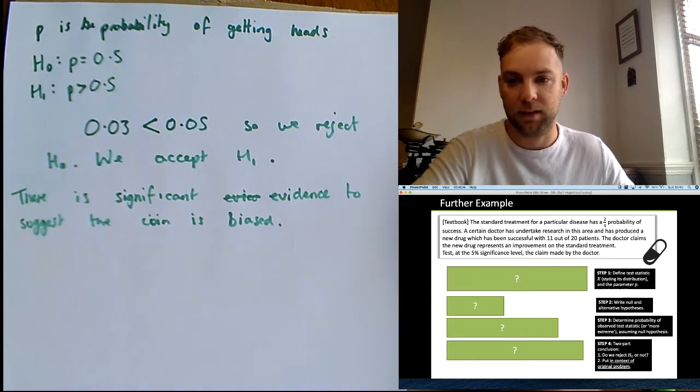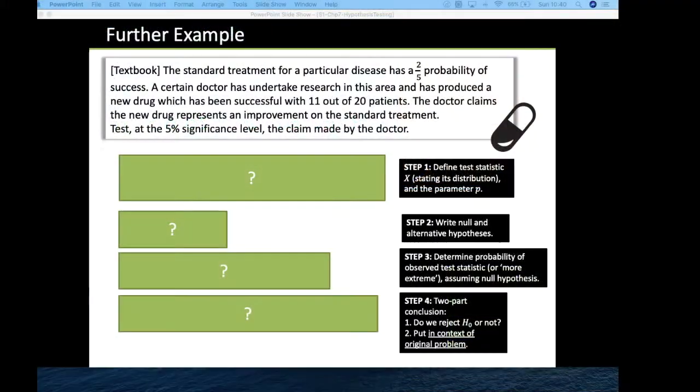I'll make this big so you can see it. The standard treatment for a particular disease has a 2/5 probability of success. A certain doctor has undertaken research in this area and produced a new drug which has been successful in 11 out of 20 patients. The doctor claims that the new drug is an improvement on the standard treatment. Test at a 5% significance level the claim made by this doctor.